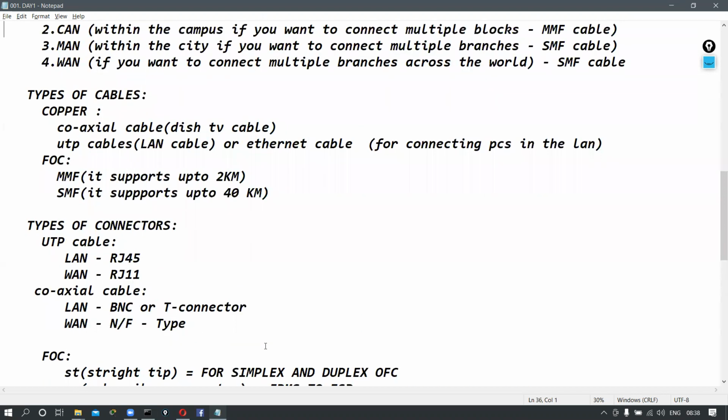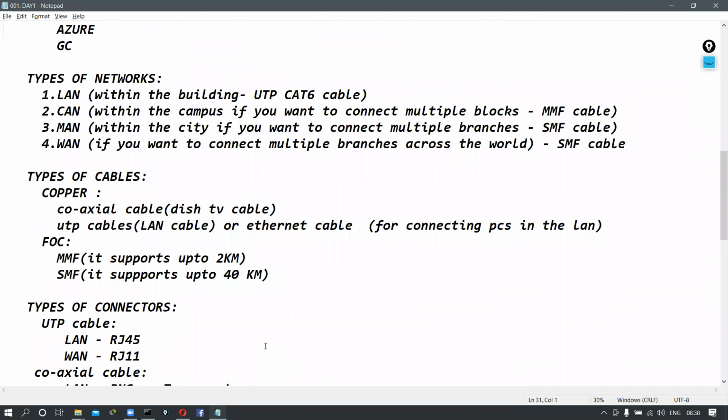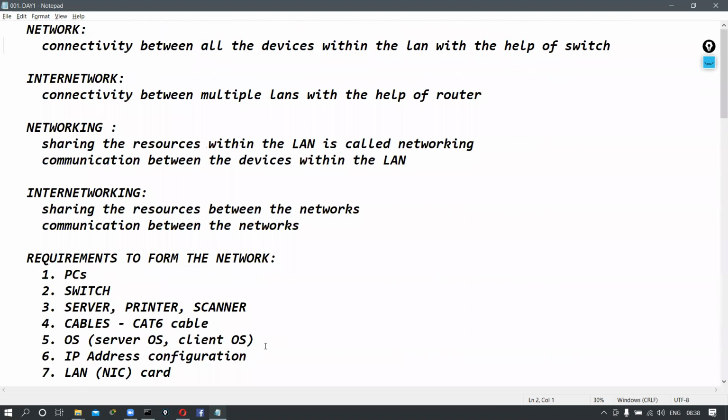Clear, guys? Now write down these cables and connectors. Write this down for 5 minutes. Let me pause the recording.